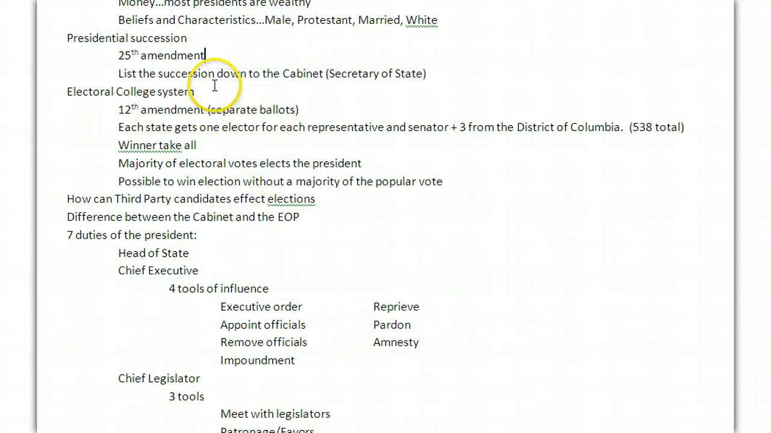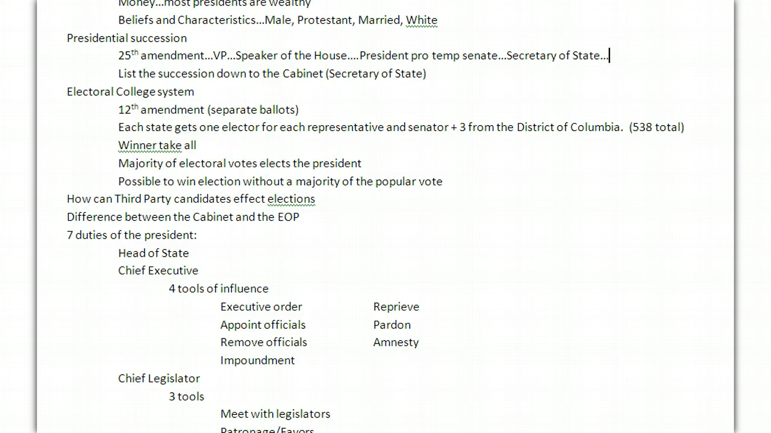Presidential succession. The 25th Amendment set the succession, and it starts with the vice president, then the Speaker of the House, then the President pro tem of the Senate, and then the Secretary of State. Then the cabinet positions follow. You only have to know it down to the Secretary of State, but that's good enough, okay?